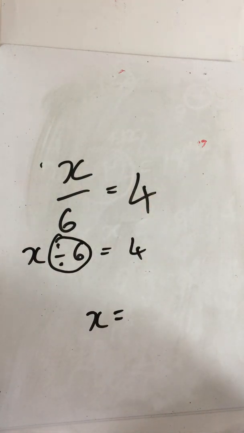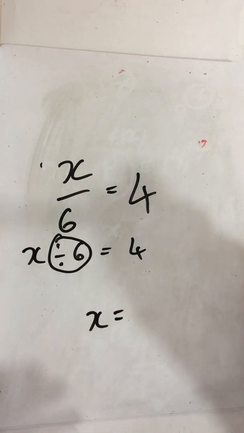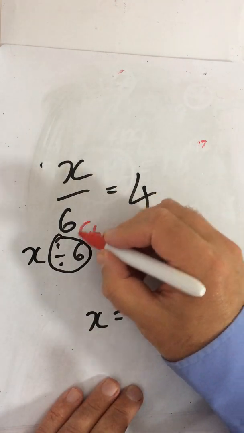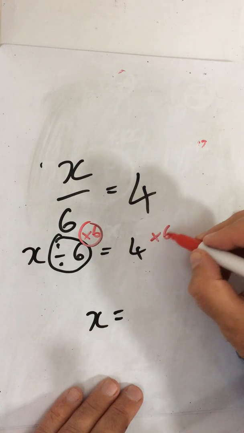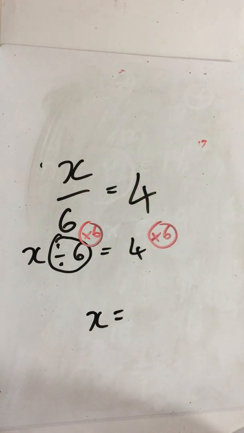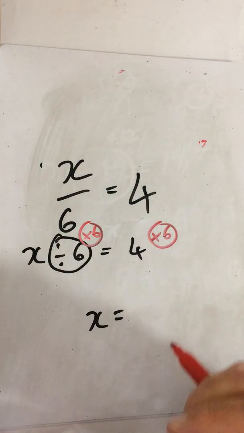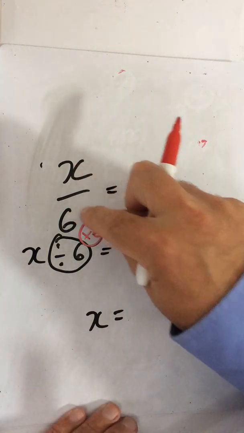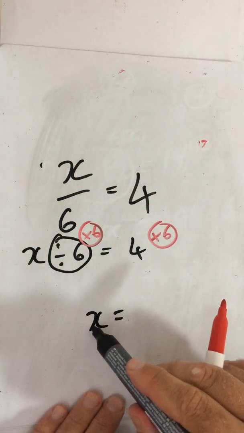So I do the opposite of divide to get rid of it. So I'm going to times it by 6. It's called the balance method. So I times that by 6 as well. Okay. Therefore, 6 over x times 6 just leaves me with x.